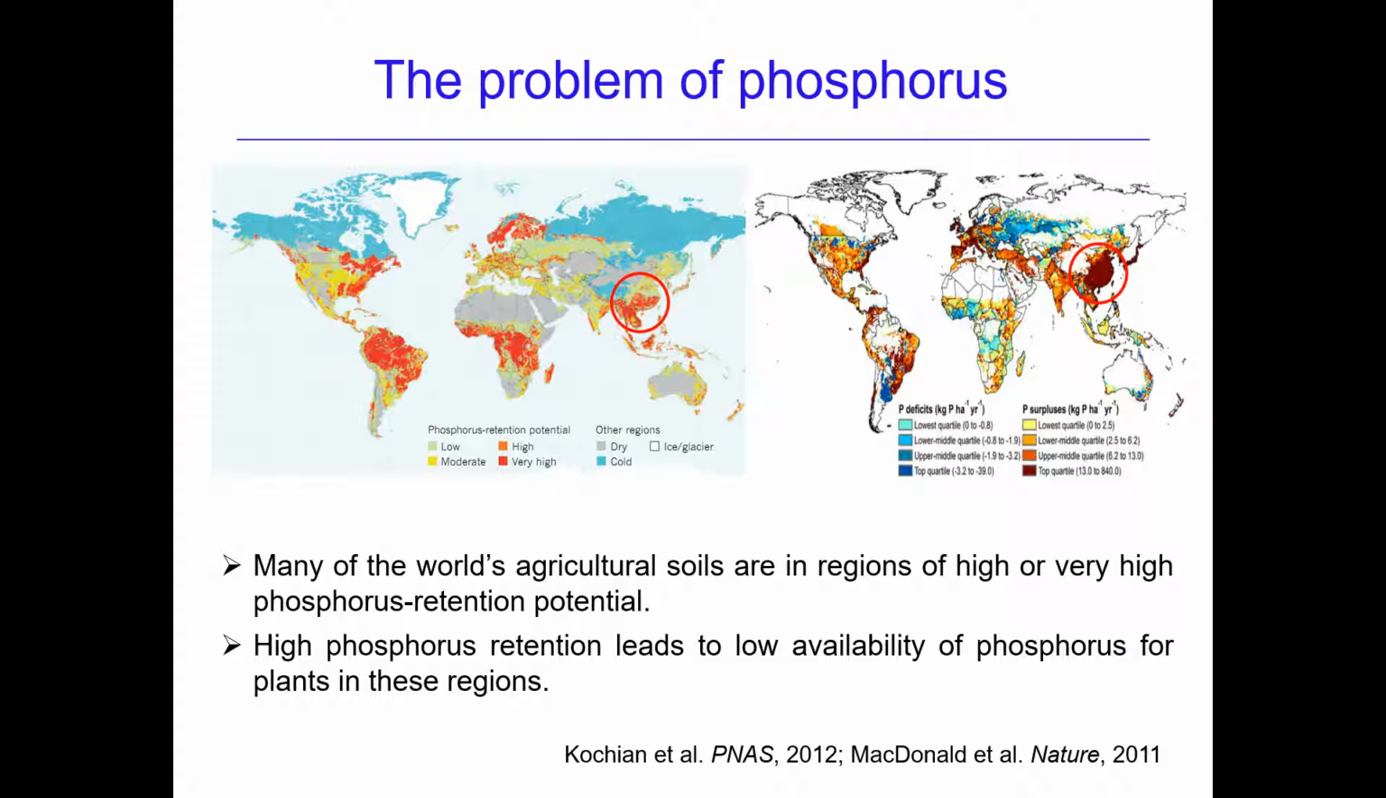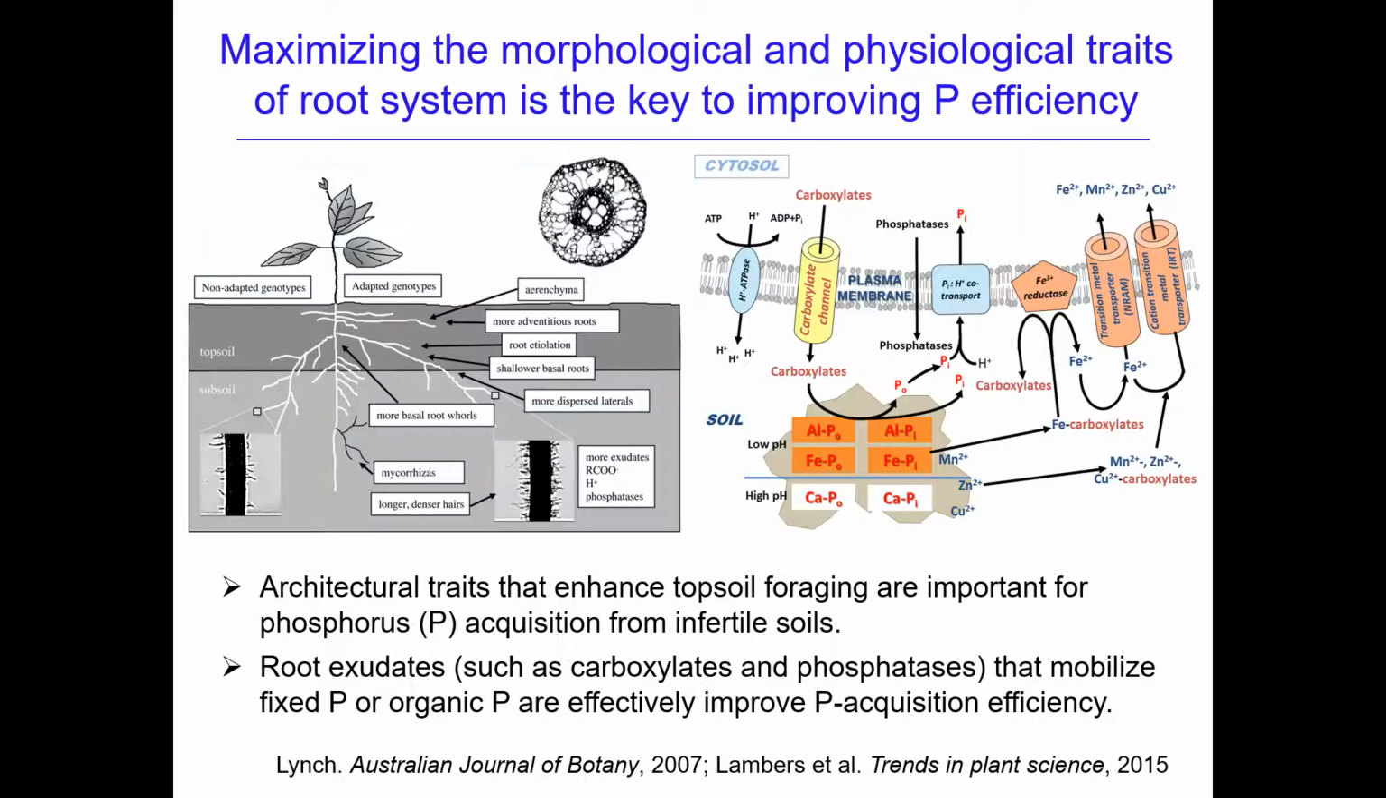So maximizing and exploring root adaptability in morphological and physiological traits is becoming more efficient. On one hand, phosphorus-efficient species enhance topsoil foraging through root accumulation in morphological traits. On the other hand, roots secrete carboxylate or phosphatases to mobilize the fixed phosphorus or the organic phosphorus into inorganic phosphorus to be absorbed by the plant.